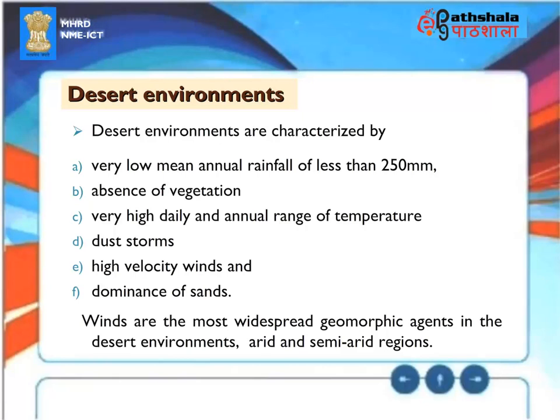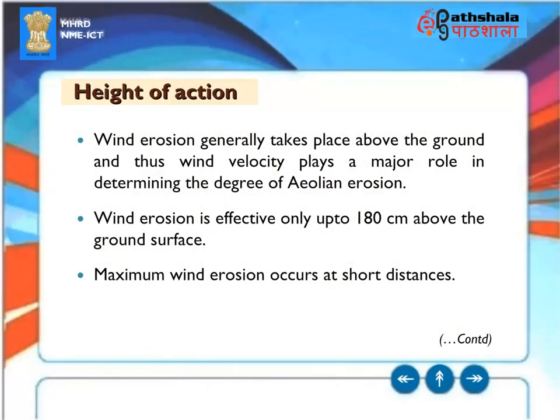Winds are the most widespread geomorphic agents in the desert environments, arid and semi-arid regions. Height of action: wind erosion generally takes place above the ground, and thus wind velocity plays a major role in determining the degree of Aeolian erosion. Wind erosion is effective only up to 180 centimeters above the ground surface. Maximum wind erosion occurs at short distances.